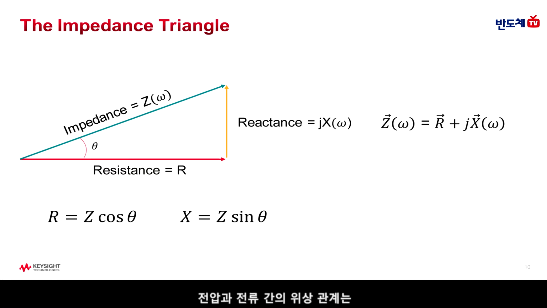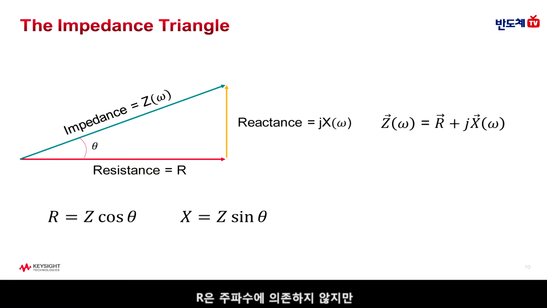And the phase relationship between voltage and current is determined by the circuit impedance, of course, which is in general a complex quantity. Impedance can be viewed as a triangle in the complex plane where the resistive component corresponds to the x-axis and the reactive component corresponds to the y-axis, as shown in this slide. Impedance is a complex number represented as the vector sum of its resistive and reactive components. It has both a magnitude Z and a phase angle theta, and we can use basic trigonometry to calculate the relationships between resistance, reactance, and, of course, total impedance.